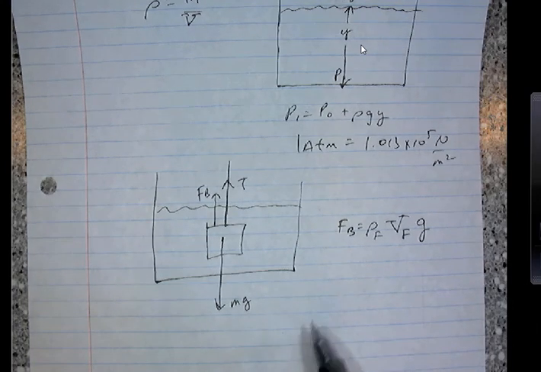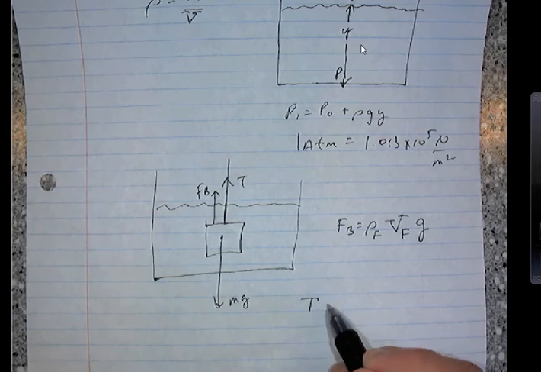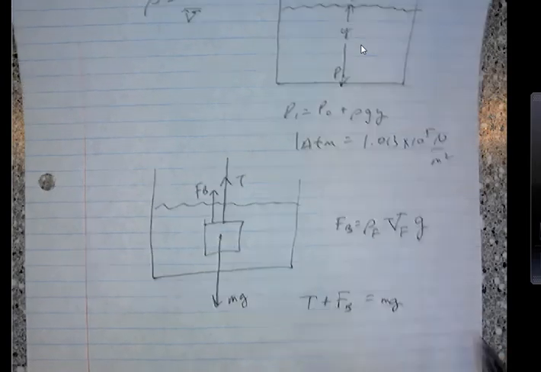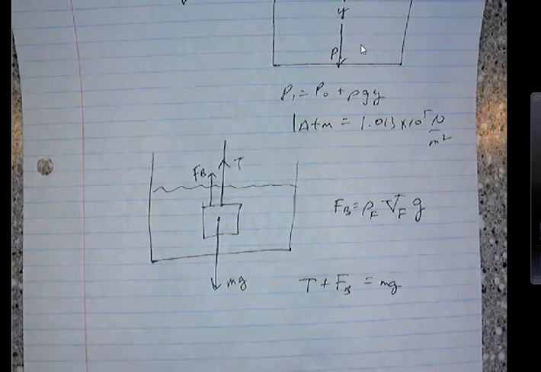So in this specific example, we could balance these forces. We've got tension up plus the buoyant force, which is up. That's got to be equal to mg down. And then you can solve for the tension in this problem.